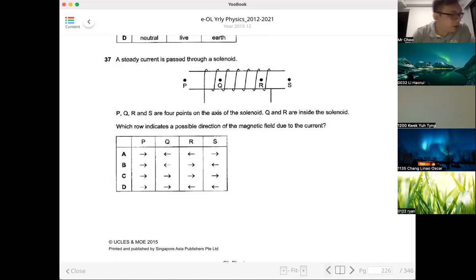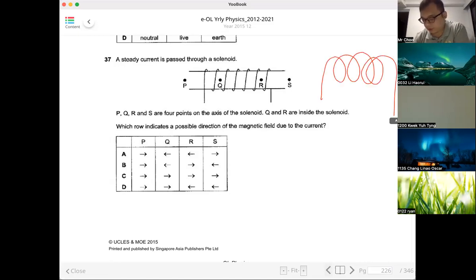Ethan, well done. Ryan, well done. Wei Huan, well done. Oh, Ray, well done. Oscar, well done.